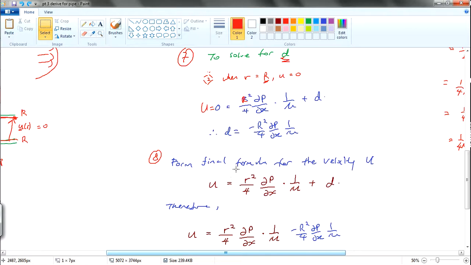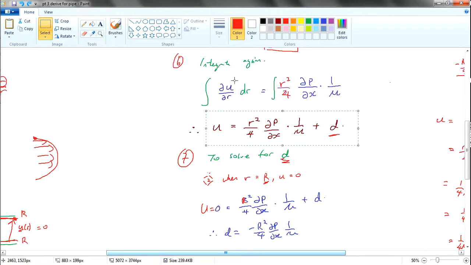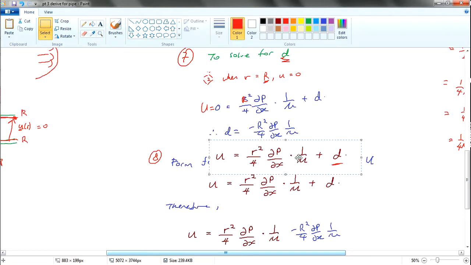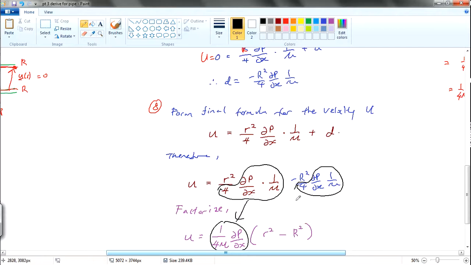And then we can actually form our final form by using this equation. Okay, this is the second order integration. We integrate two times back, and then we know our d already, you can just sub it in. So when you sub it in, this is d, so you sub it over here. You have the same constant equation. So what are the constants you can actually factorize out? These are the constants: del p del x, 1 over nu. So the only difference is only r squared minus R squared. So I just factorize out all the constants, they are the same, and r squared minus R squared, we have this.